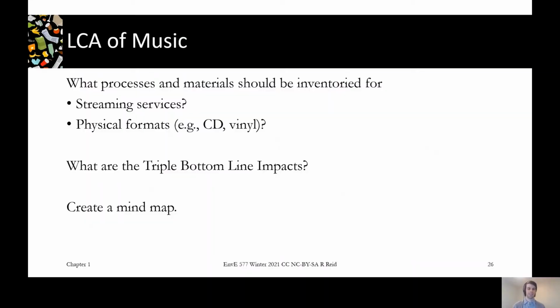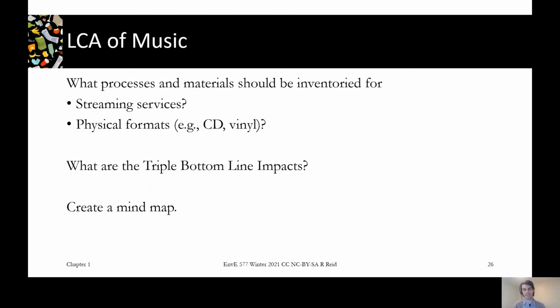The first step of doing a life cycle analysis is to inventory all the things that are part of these systems. So where do we use materials? Where do we use energy? How are all these different parts related? So try and make a mind map of what's involved in accessing streaming services and what's involved in physical formats.